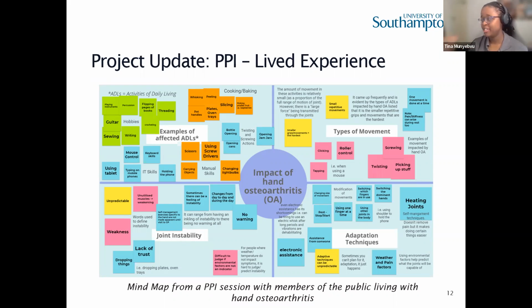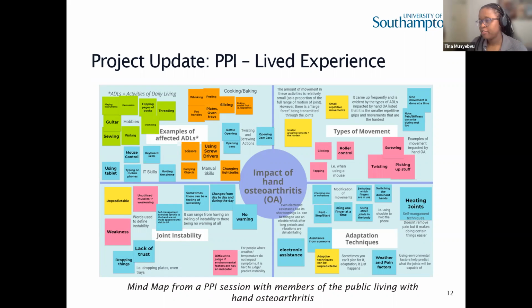So I'm really proud because we put loads of things on a board and we just talked about it. And this one concerns the impact of hand osteoarthritis. So we just talked about the different activities of daily living that are affected, the types of movement they have to do to compensate for maybe a loss of hand function, their definition of joint instability, stuff like this.